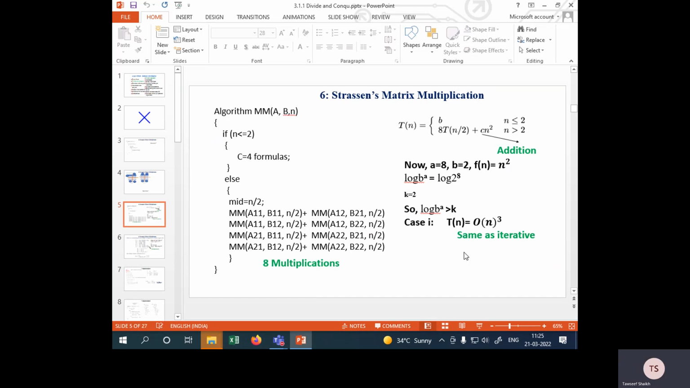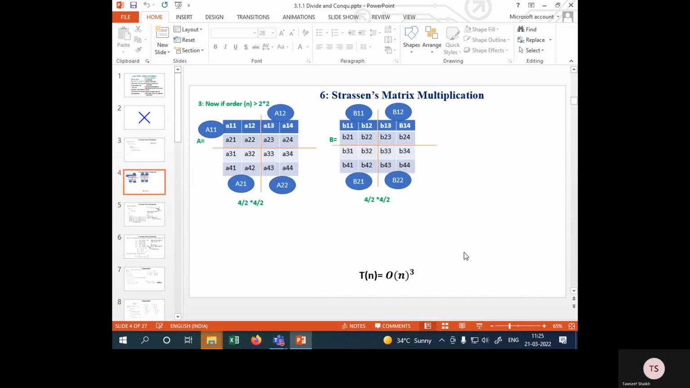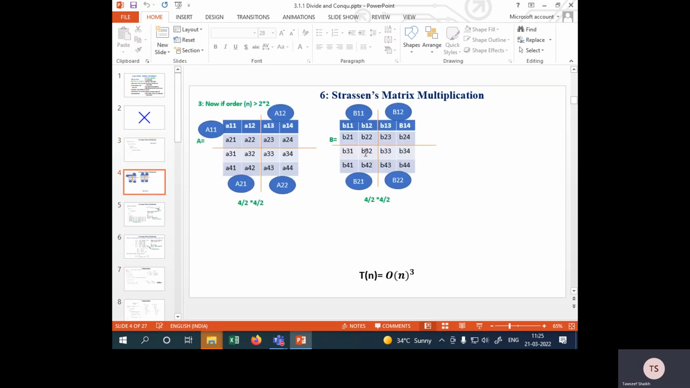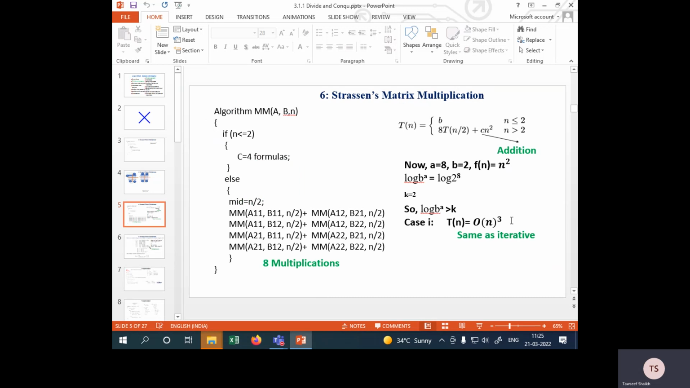So this means I tried to implement the matrix multiplication using an iterative method, and I am getting time complexity of n cube. If I try to implement that using the divide and conquer method, the time complexity is again order of n cube. So is there a way by which we can decrease this time complexity of matrix multiplication, because order of n cube is too much, right.